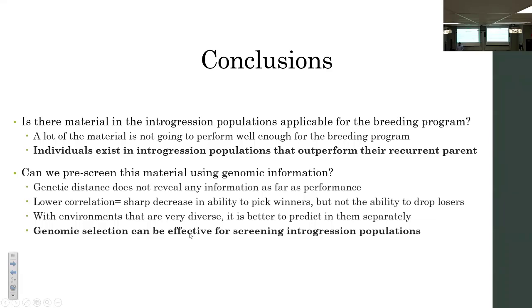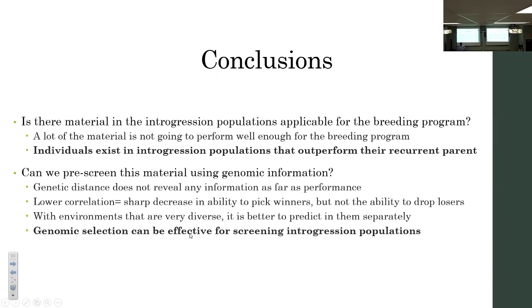So then we asked, can we pre-screen this material using genomic information? So we've revealed that genetic distance does not reveal any information. This was halfway expected. We found before that genetic distance can't predict heterosis. So it's not an unheard of result to see this. We also found that lower correlations equal a sharp decrease in your ability to pick winners, but you don't see that same decrease in the ability to drop losers. So even if you have a pretty poor model, you can still drop losers with a pretty fair level of accuracy.